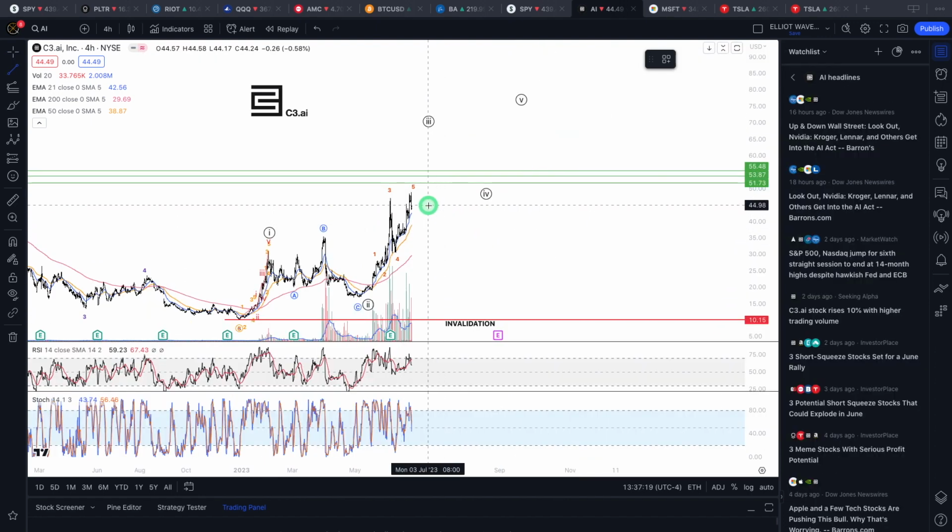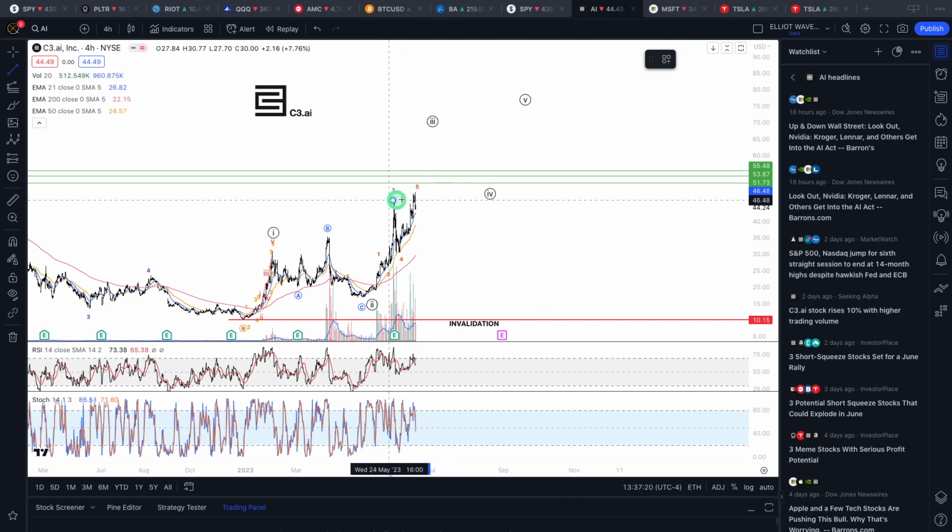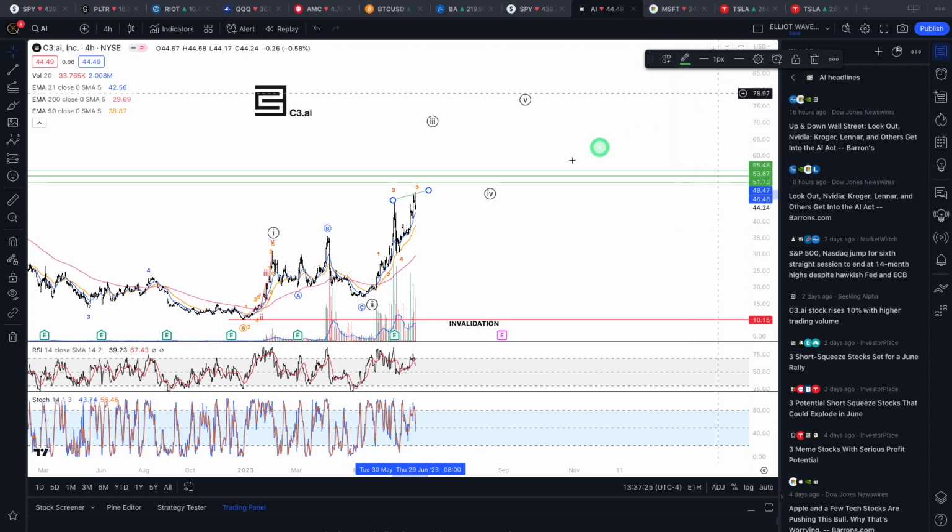Another bit of evidence that supports that scenario, guys, is that you can see on the RSI we are essentially forming a sort of divergence. Price action is making higher highs, while on the RSI we are seeing lower highs. Now that doesn't really mean too much right now, because we can still continue to grind a little bit higher as we're making lower highs on the RSI.